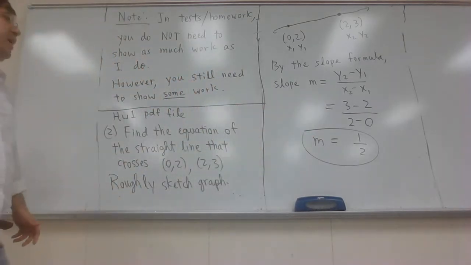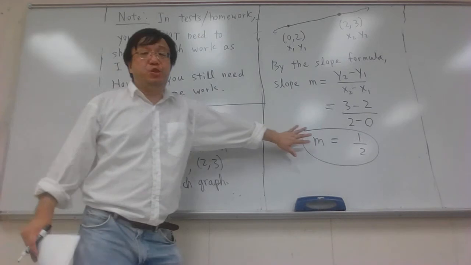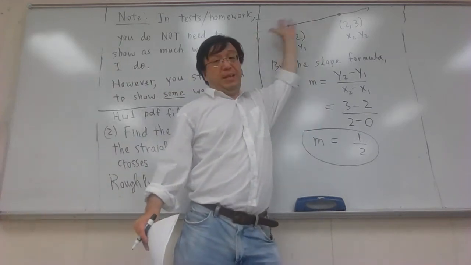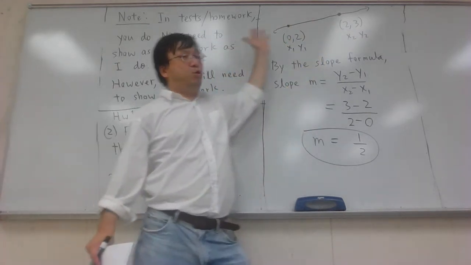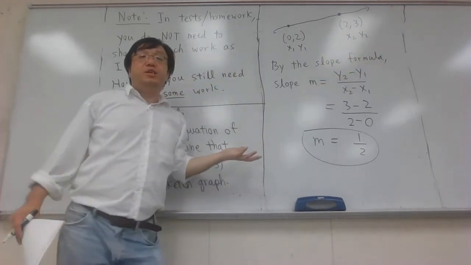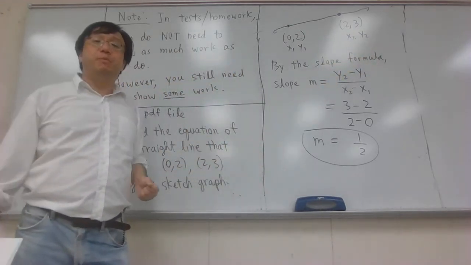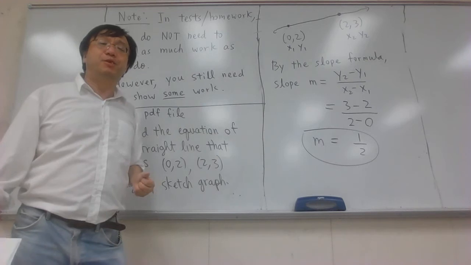And then, okay, so then what do we have? We have the slope of the straight line, and we have 2 points on the straight line. So then, to compute the straight line, we can just use the point slope formula.